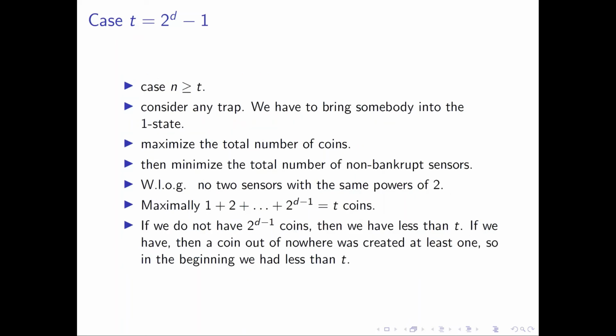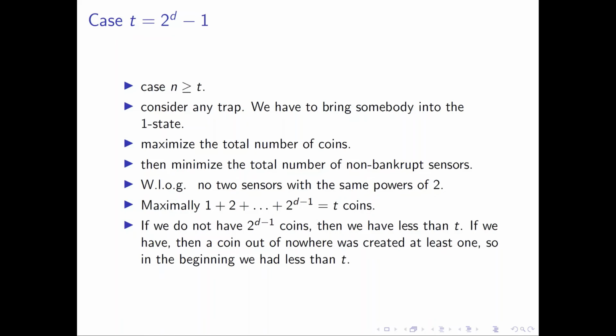And finally, we have to consider the case when the number of birds is at least t. Then again, the argument reduces to showing that for any trap and for any configuration from this trap, we can bring somebody into the one state. So we do this as follows. We take any configuration from a trap, then we consider all configurations reachable from it. We first consider one which maximizes the total number of coins.